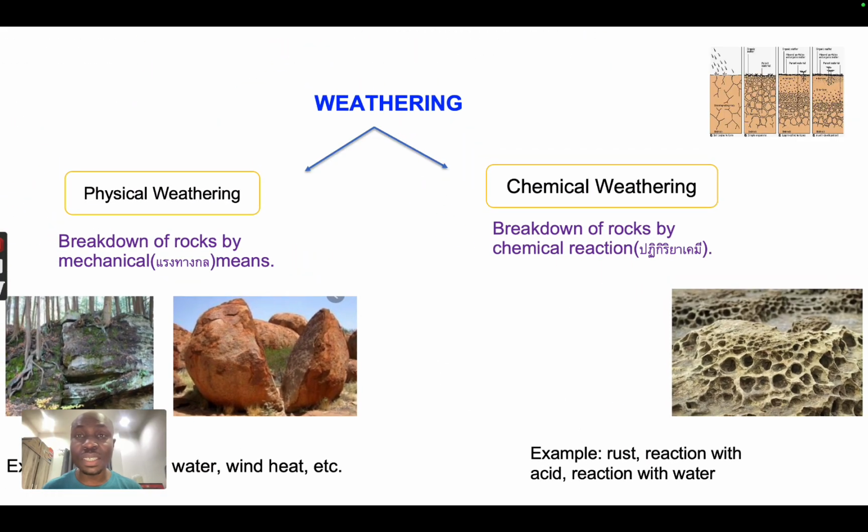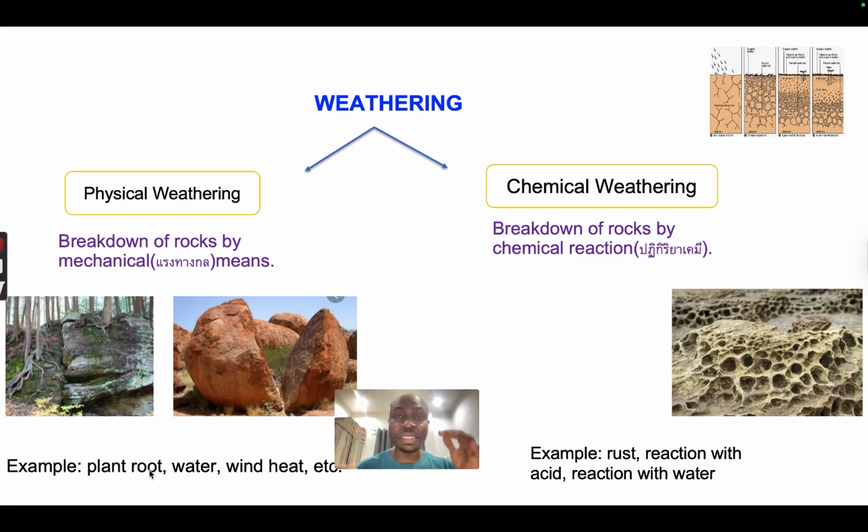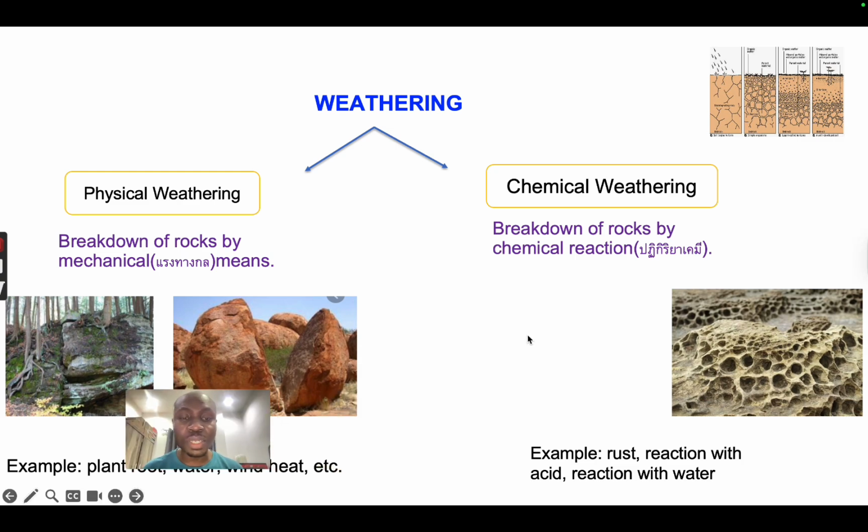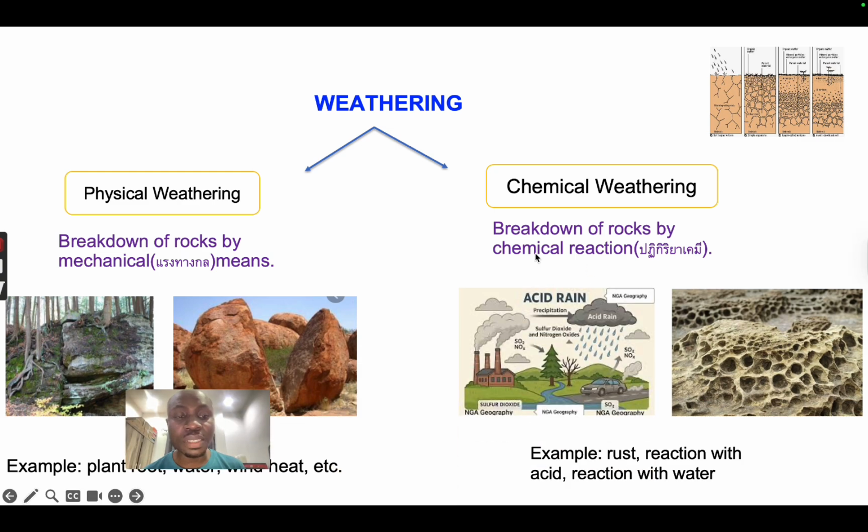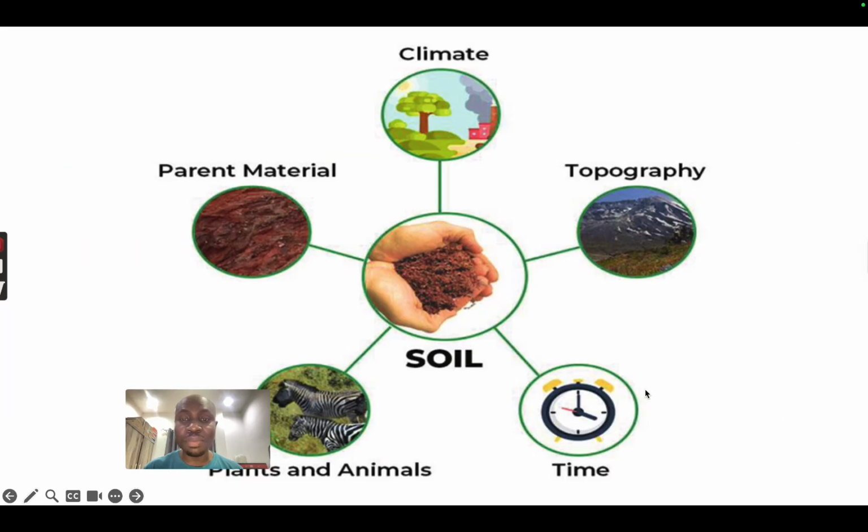We have physical weathering. The rock breaks down by mechanical force or means. Example, the roots of plants going into the rock and breaking it down, or the wind, water, or heat breaking the big rock into small rocks. We also have chemical weathering. In chemical weathering, the big rock will break down by chemical reaction. Example, when we have acid rain, it can mix with the rocks and the rock will have a chemical reaction and break down. So this is how soils are made.